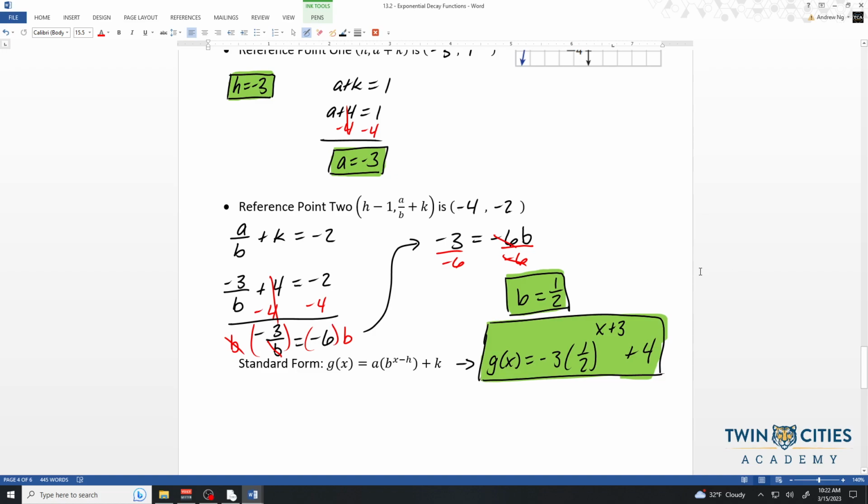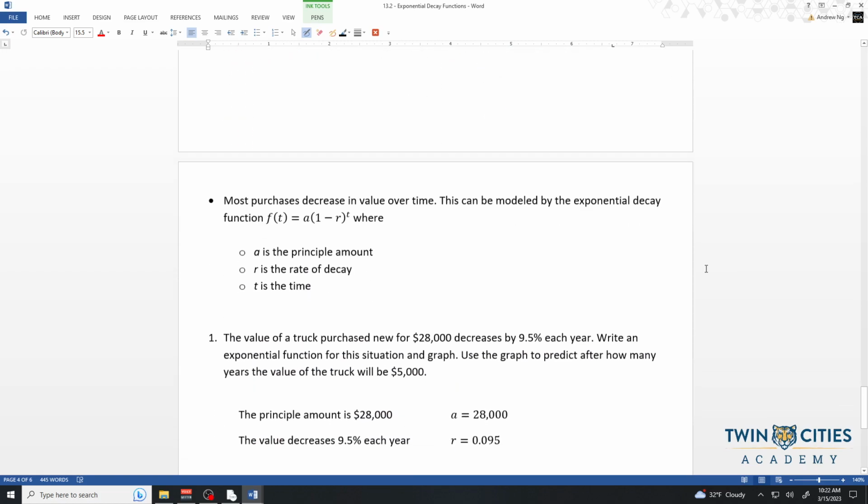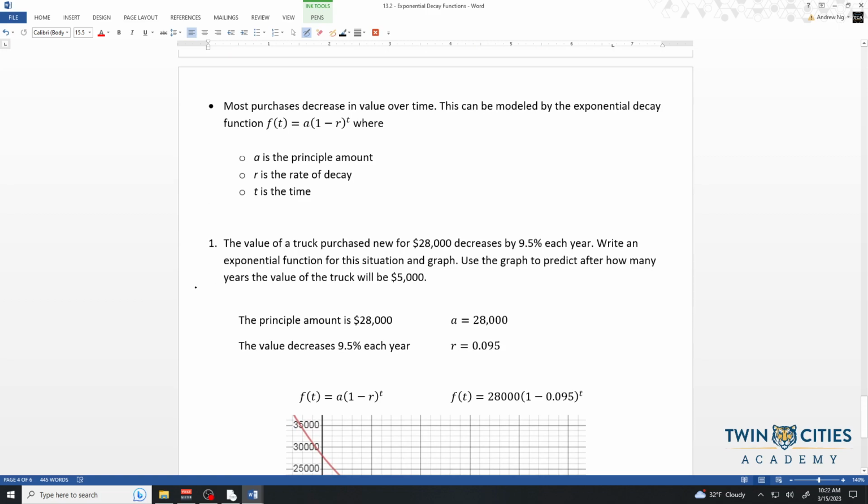Now I've got one more problem for us to do, and that's looking at a real world problem where I'm buying something and that thing is going to decrease in value over time. This often happens with things like vehicles, for example. You have to buy a vehicle to be able to get around, but whenever you make a purchase on a vehicle, more often than not, the value of that car, that truck, whatever, is going to go down over time just because new models come out, among other things.